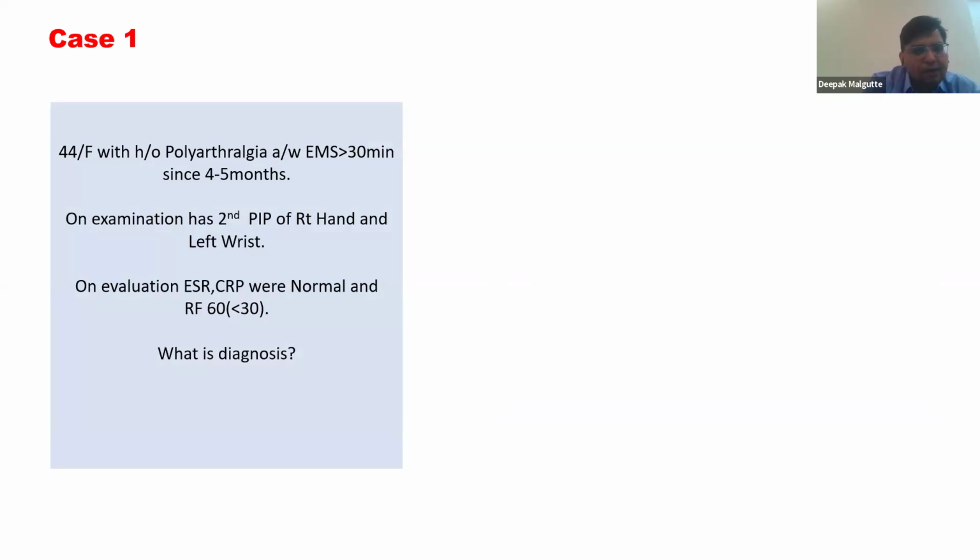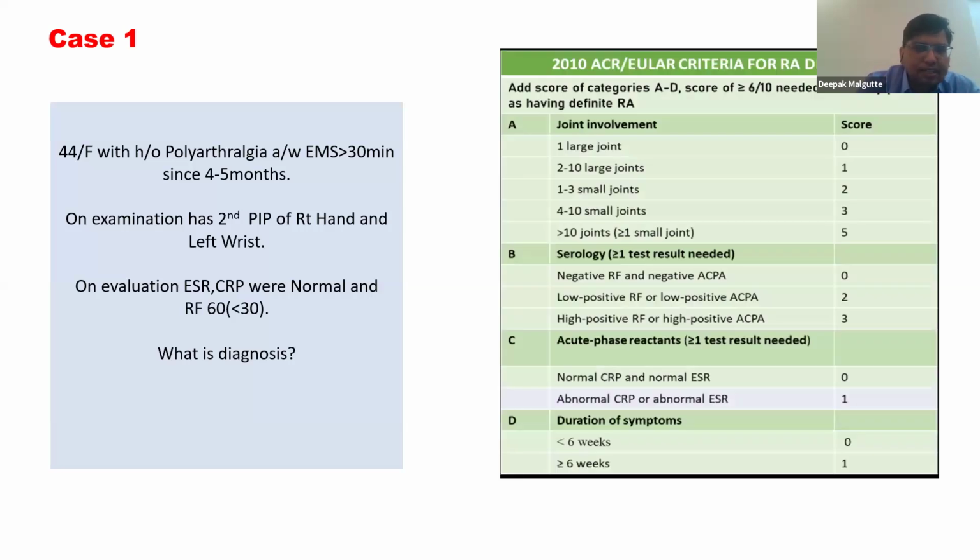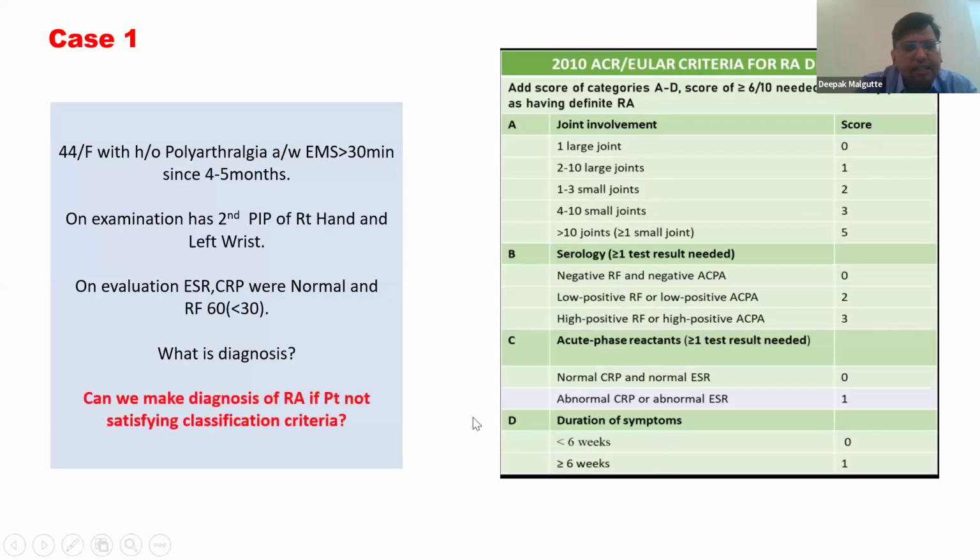Her inflammatory markers were normal, and her RA factor was positive, 60 against a cutoff of 30. So with this evaluation, can we consider a diagnosis of rheumatoid arthritis? This is the 2010 ACR/EULAR criteria, a classification criteria developed for rheumatoid arthritis, which involves four components: joint involvement, serology, acute phase reactant, and duration of symptoms, whether less than 6 weeks or more than 6 weeks. With this history, we see her score.